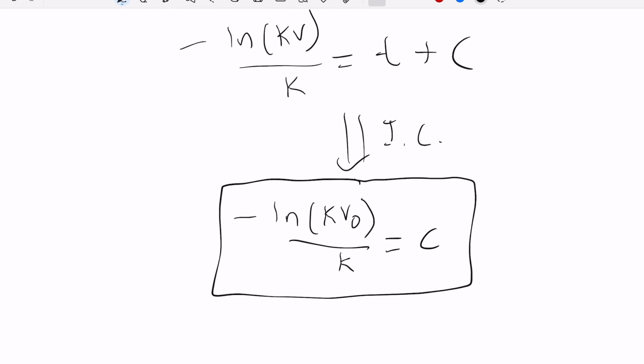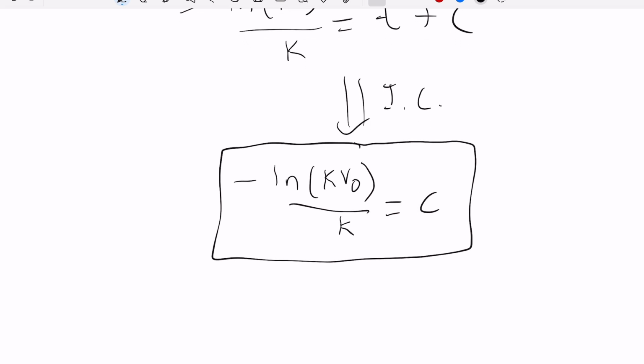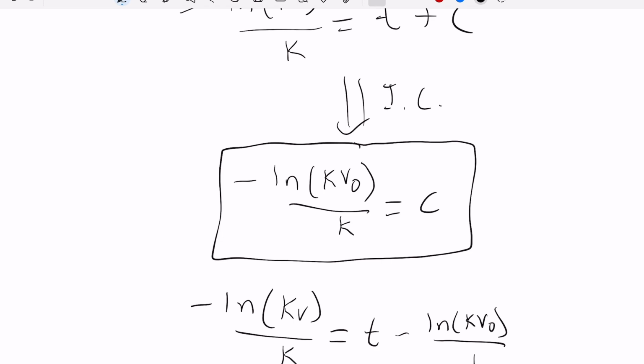And so now when we plug back in, we get the overall equation negative ln of kv over k is equal to t minus ln of k v naught over k. And we can now just shuffle around some variables and solve for v as a function of t. But I just wanted to make sure that we have a general idea of how you separate variables in a differential equation and you apply the initial conditions to eventually solve for the function.